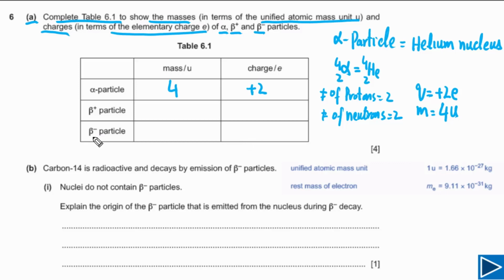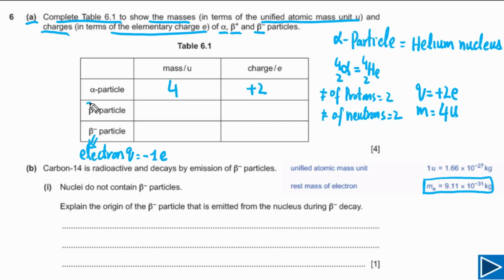Let's move on to beta particle. Beta particle, in fact, is an electron. So simply we can write down beta particle is electron. And the mass of electron is this one. So this is the mass of electron. And the charge on electron is simply minus 1e. So this is the charge on electron.